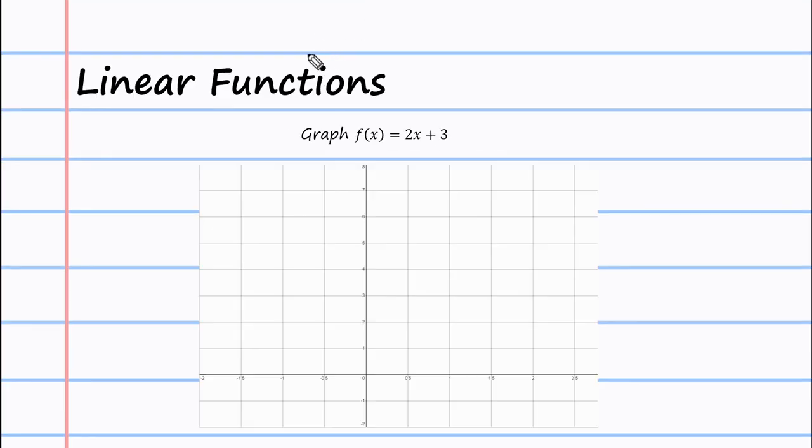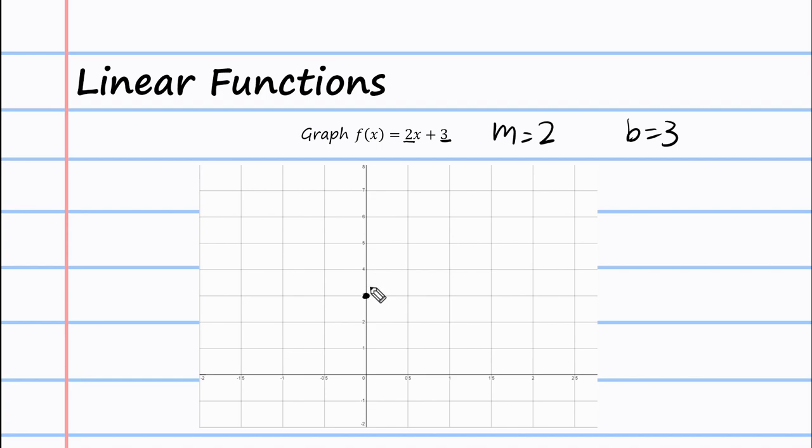Okay, so now I challenge you to pause the video and try to graph f(x) equals 2x plus 3. You ready? Okay, so the first step is identifying what m and b are. So m in this case equals 2, right? And b equals 3. M we know tells us how quickly f(x) is increasing, all right? B tells us what the y-intercept is, all right? So we know the y-intercept is at y equals 3. So that's the first point.